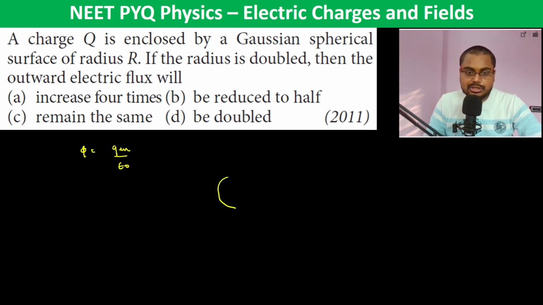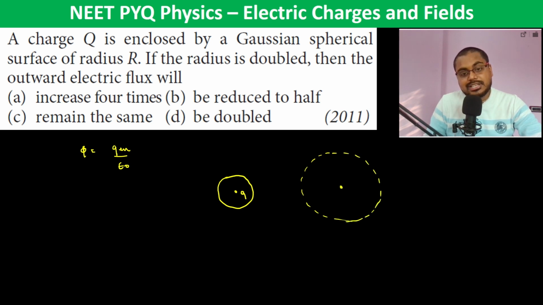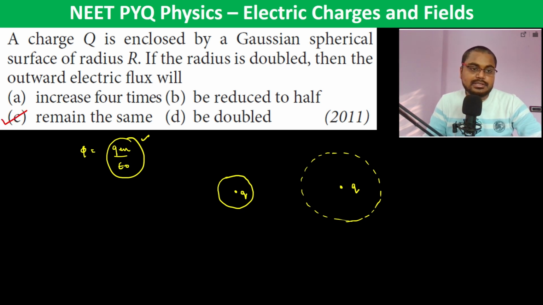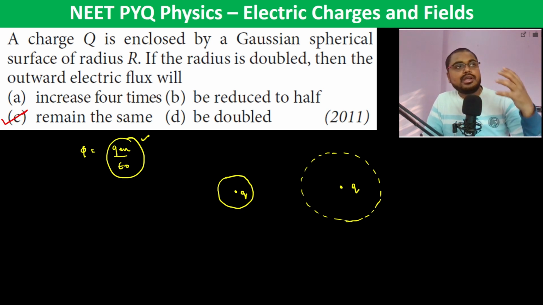Now this Gaussian surface contains this charge q, and even when we make the radius double, it is still going to contain the same charge q. Therefore the flux is going to be the same, q enclosed divided by epsilon naught. So it will remain the same, because the charge inside is the same, whether you make the radius double or triple or even 1 lakh times.